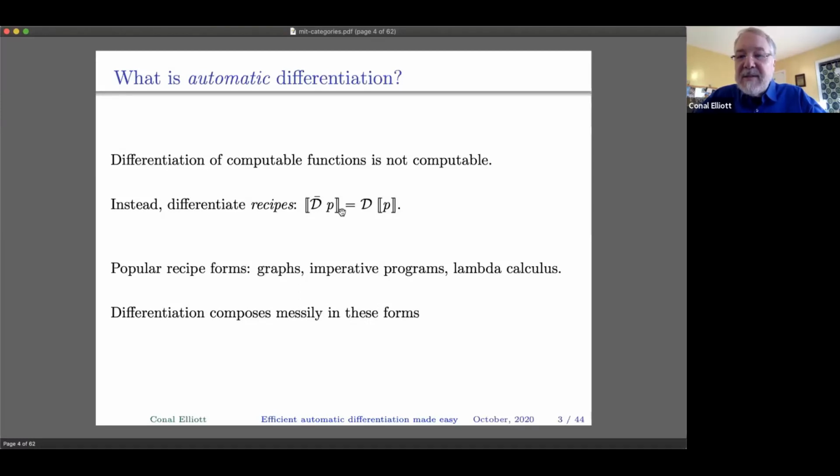So programs are a recipe. Graph structures are a recipe. Parallel programs, functional programs are recipes because they all have denotation functions. That's the sense in which I mean recipe. So the language of categories is a recipe if we have an interpretation of the basic building blocks: identity, composition, projections, fork, and so on.